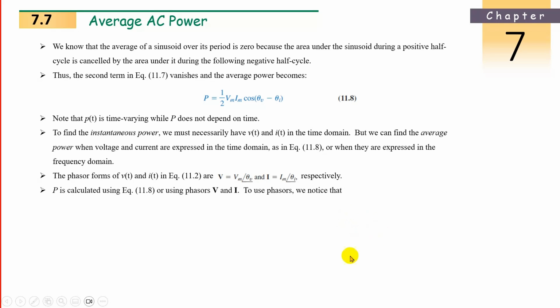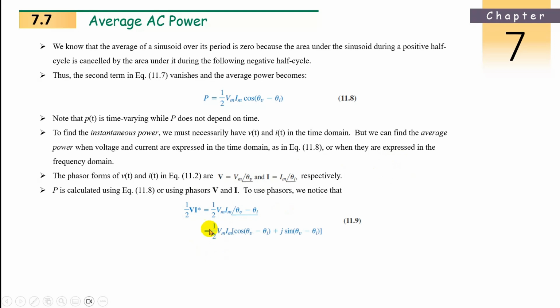Now, in the frequency domain, how can we go? Phasor form. We already converted into phasor form. We notice that the power is half V I, where V and I are Vm and Im at theta V minus theta I. So power is equal to half Vm Im cos(theta V minus theta I), and we can write half Vm Im at an angle theta V minus theta I.